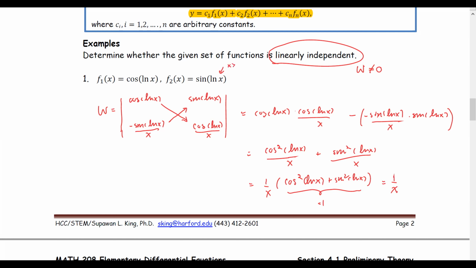So x has to be greater than 0. Therefore, the 1 over x is not equal to 0. If the Wronskian is not 0, we can say that the functions f1 and f2 are linearly independent.